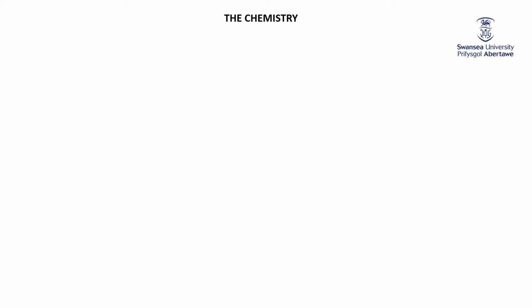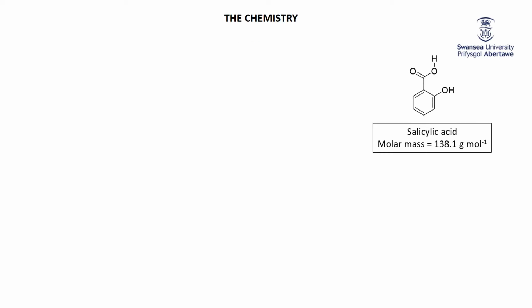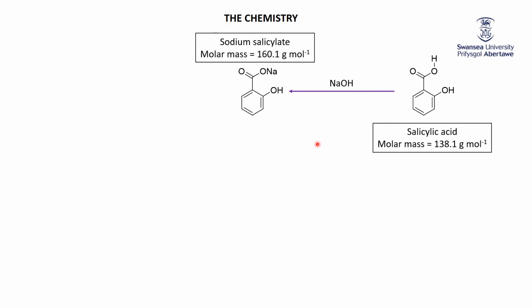Let's actually look at the chemistry associated with this. I'm going to start with the compound salicylic acid. That's what we're going to use in the lab. We're going to measure out a certain amount of salicylic acid. We're going to put it in solution. We're going to react it with sodium hydroxide to make this compound sodium salicylate. So you can see all that's happened is the Na has replaced the H there.